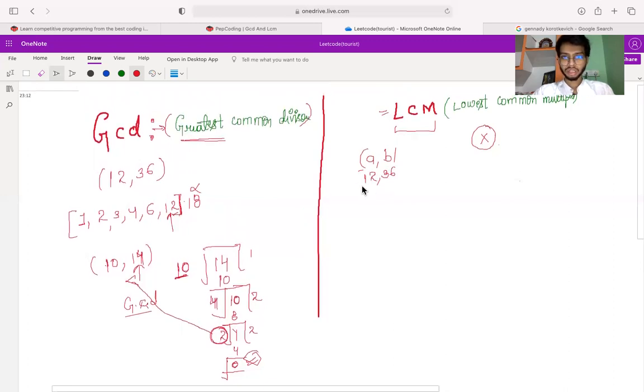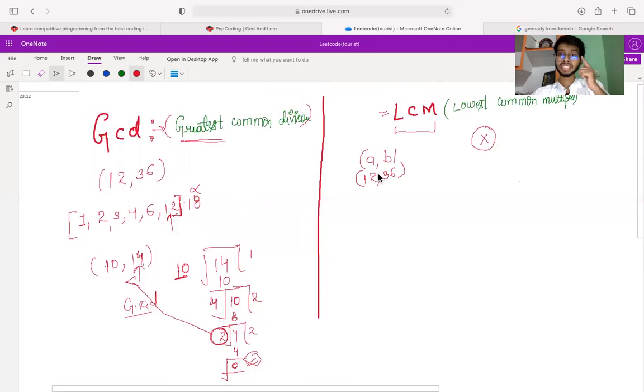So what does it mean? It means X is a number which comes in the table of both these numbers. For example, if I write the table of 12, what does it mean? Lowest means the least number which occurs in the table of both these numbers.